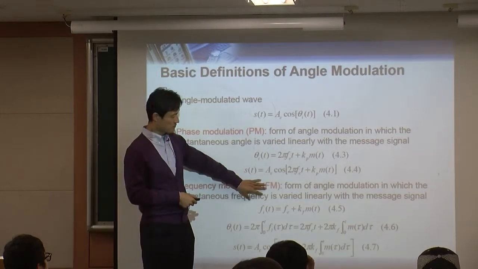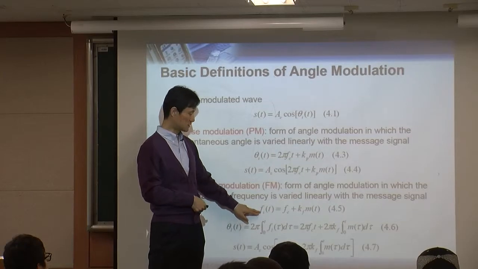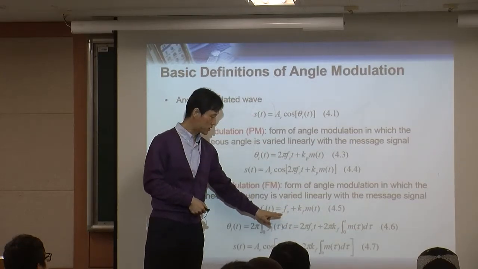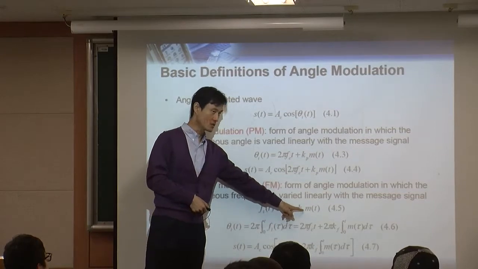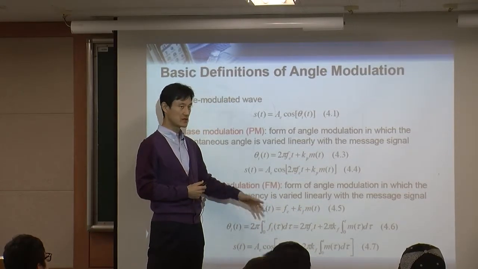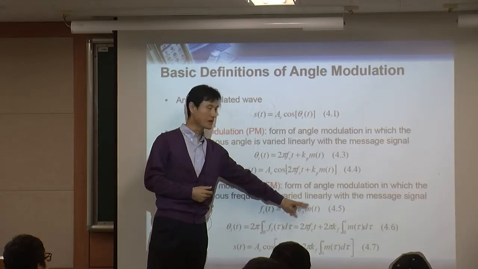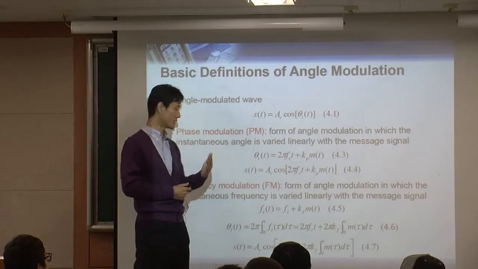Whereas in FM, your message goes to the frequency. So your frequency has your message. This is a carrier frequency plus the message, and the message is part of the frequency. Therefore, the output frequency is now fc plus some other things. So your frequency is now drifted. Your frequency is now changed, right?